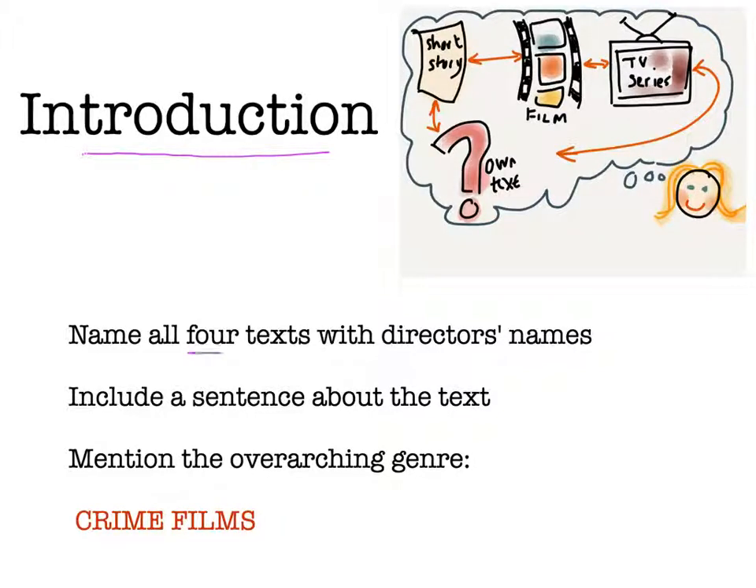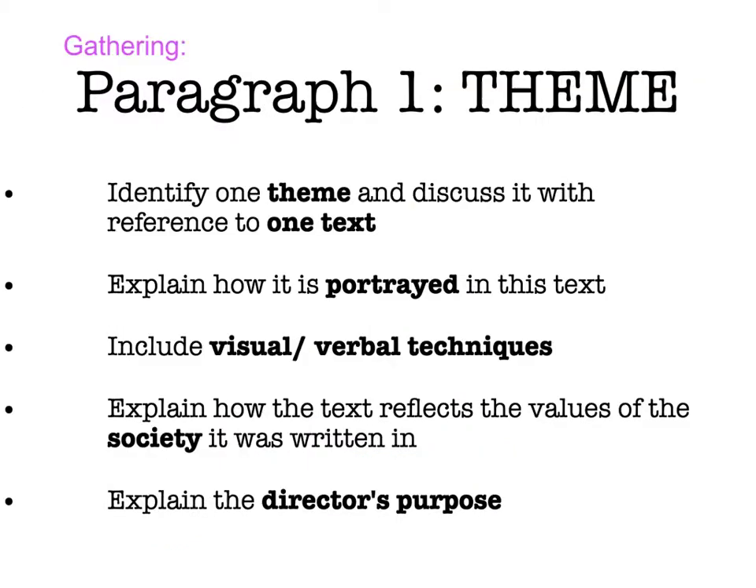For example, you'd need the names of all 4 texts and the directors' names. You'd need to have a sentence about each text just to give the markers a bit of context. You'd have to mention what your overarching genre is, and for us, it's crime films. We are at the gathering stage, so this is where you could begin, and we start with a theme.